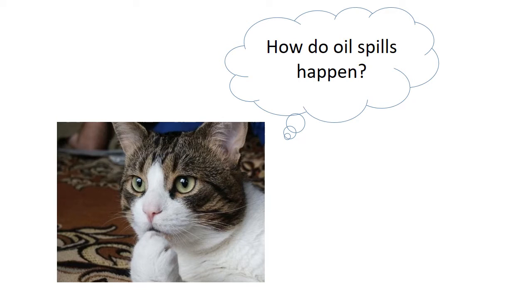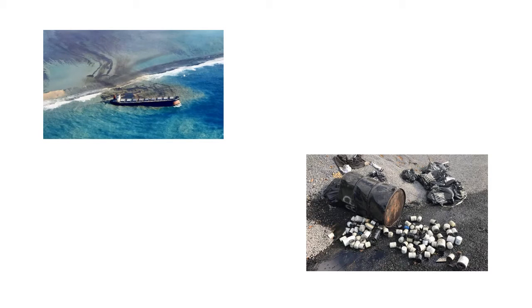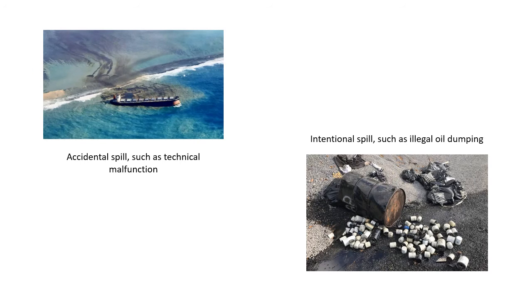So, how do oil spills happen? Well, we can classify the factors into two main factors. The first one is the accidental spill, such as technical malfunction. This can happen when the oil tankers have some error or malfunction, which can lead to the leaking of the oil into the water. Another factor is the intentional spill, such as illegal oil dumping. Some companies or parties are really irresponsible for this, and they just illegally dump their oil waste into the ocean. Other factors include the oil runoff from urban and industrial areas.